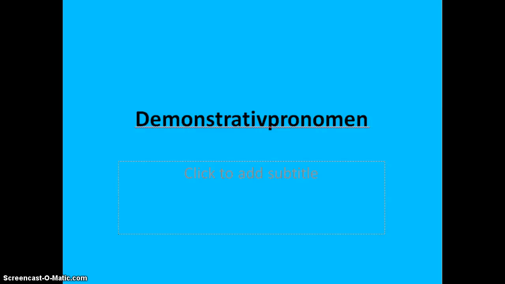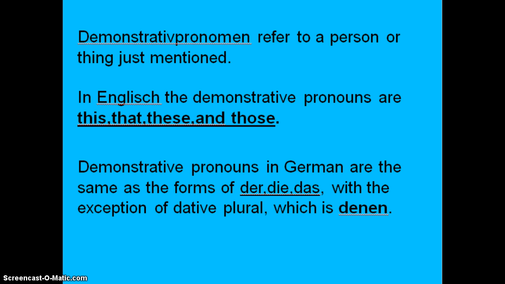The lesson in the first half of chapter 6 is about demonstrative pronouns. In German we say Demonstrativpronomen. It's quite a mouthful. Demonstrativpronomen refer to a person or something that we just mentioned but don't want to say the whole word again. In English you say this, that, these, and those.